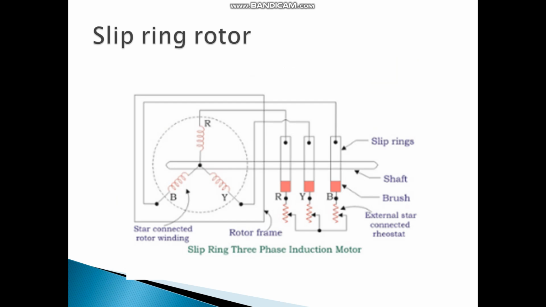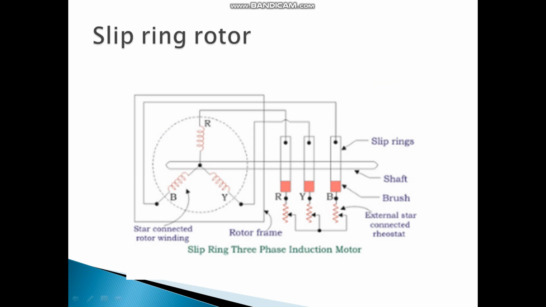The next rotor type is the slip ring rotor. In the slip ring rotor, this is the shaft of the rotor, and on the shaft there are slip rings, 1, 2, 3. These slip rings are present on the shaft. Because of the use of slip rings in the rotor, its name is slip ring rotor.